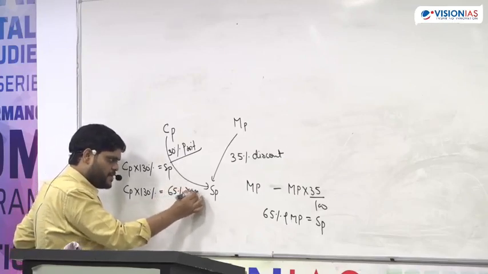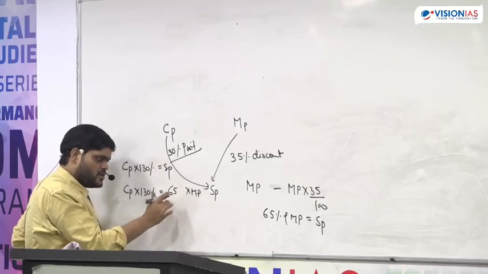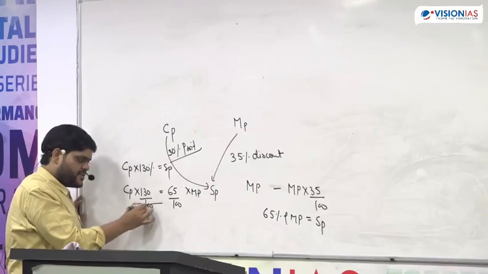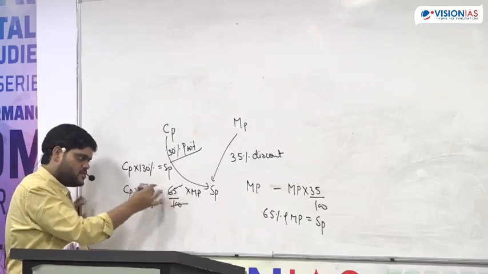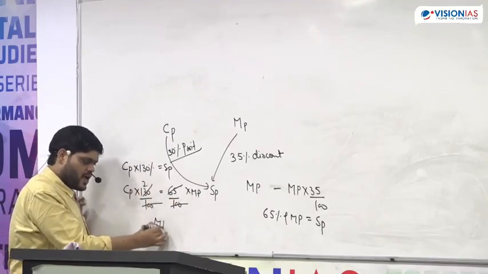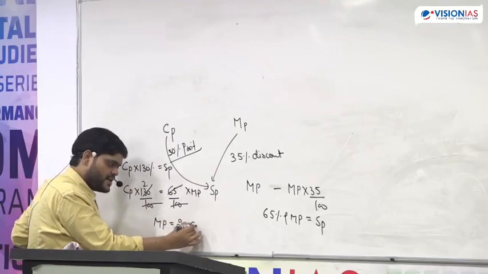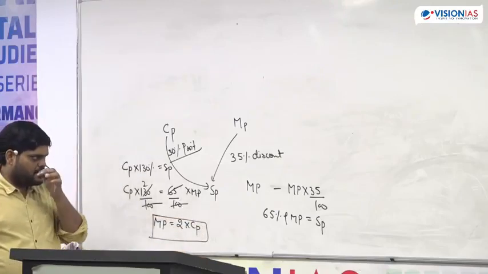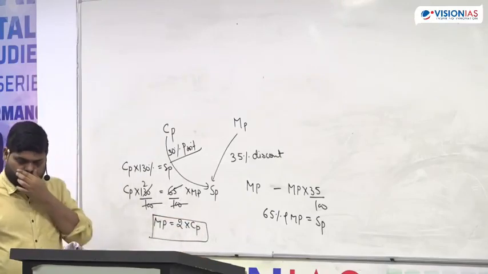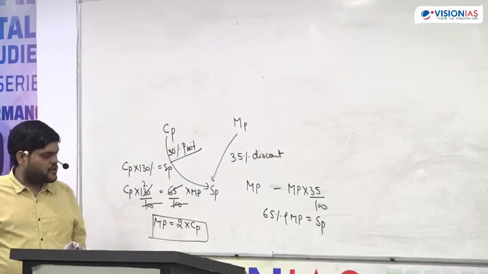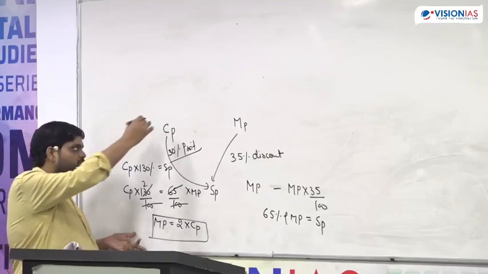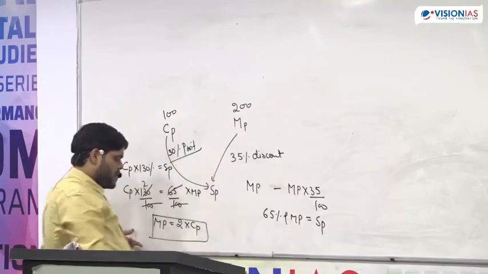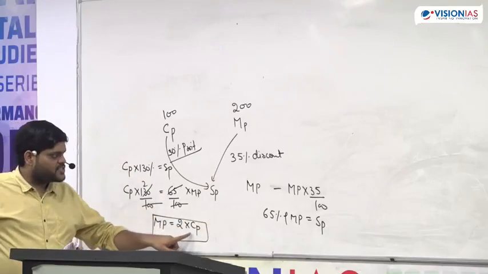65% into MP. Now, percent means divide by 100. This will cancel out. This will be twice. So MP will be twice of CP. We can also see, if CP is 100, MP becomes 200, or not? Because MP is twice of CP.